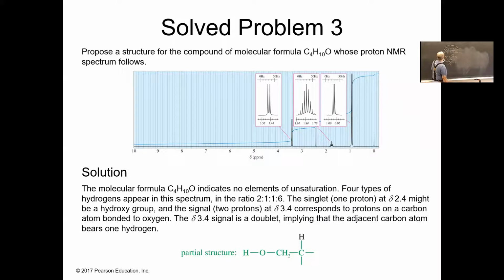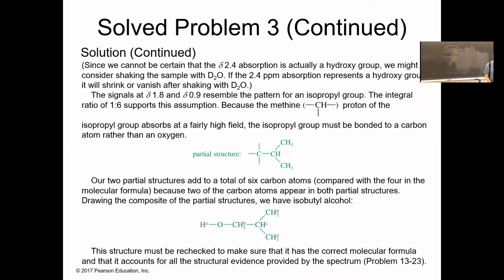Okay, and then the multiplet, many lines, is split by these 6 and by these 2. So we would see about 9 lines for that one. And then the methyls have one neighbor, so that's this doublet down here around 1. Okay, so it is isobutyl alcohol.